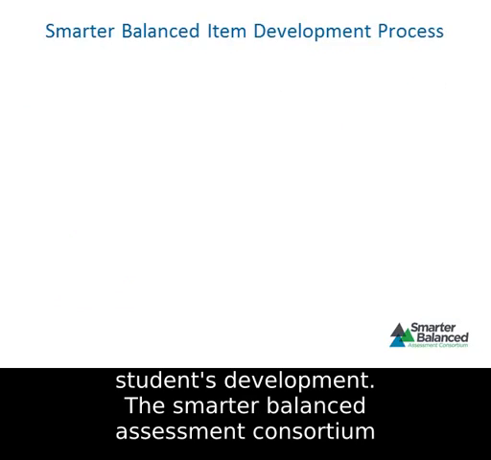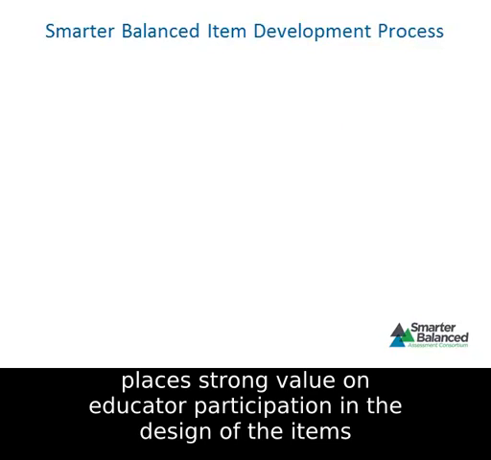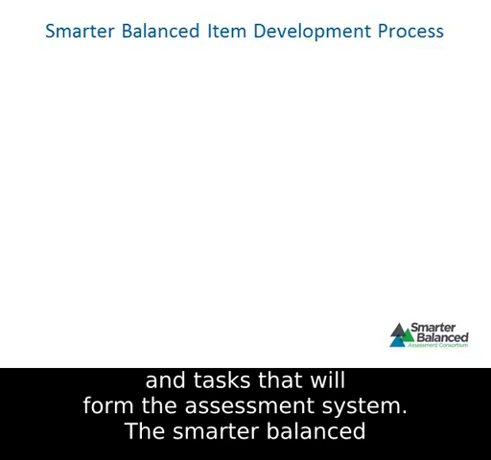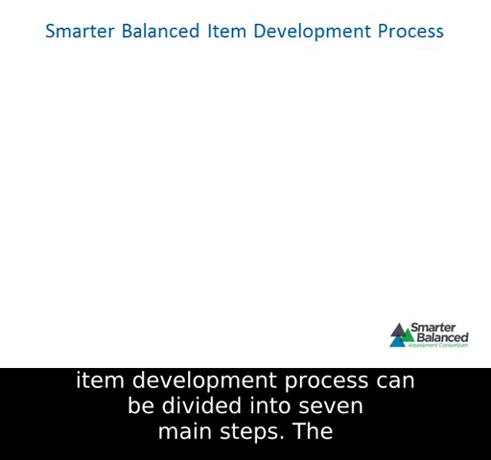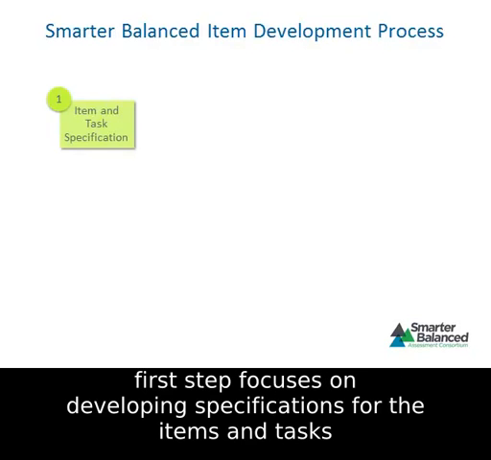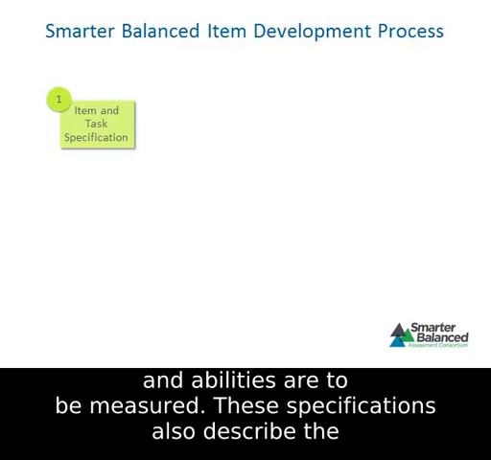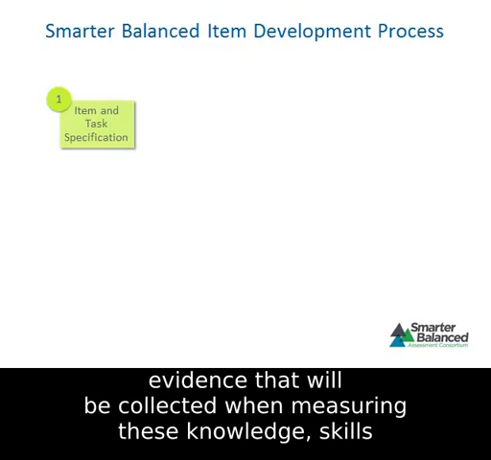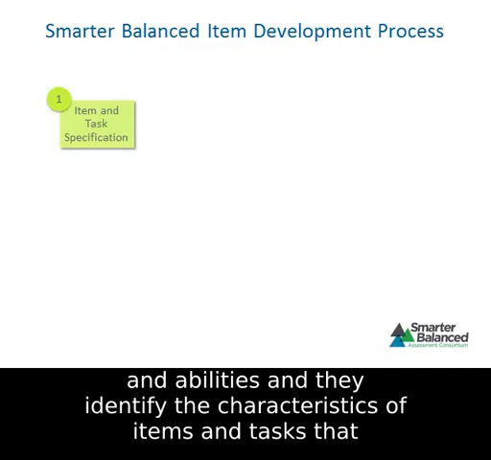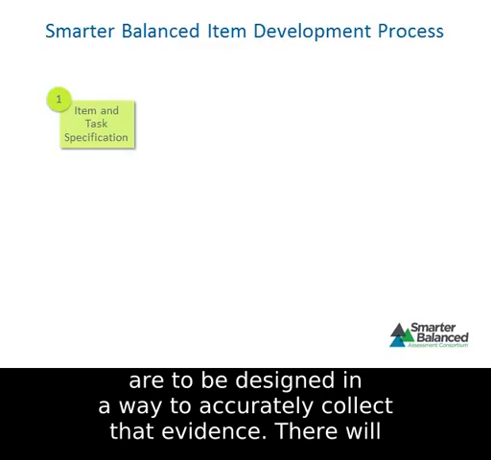The Smarter Balanced Assessment Consortium places strong value on educator participation in the design of the items and tasks that will form the assessment system. The Smarter Balanced item development process can be divided into 7 main steps. The first step focuses on developing specifications for the items and tasks that are to be created. The specifications define what knowledge, skills, and abilities are to be measured. These specifications also describe the evidence that will be collected when measuring these knowledge, skills, and abilities, and they identify the characteristics of the items and tasks that are to be designed in a way to accurately collect that evidence.